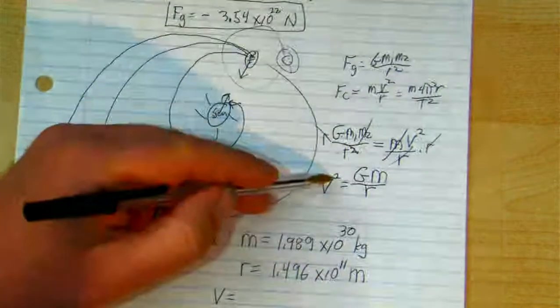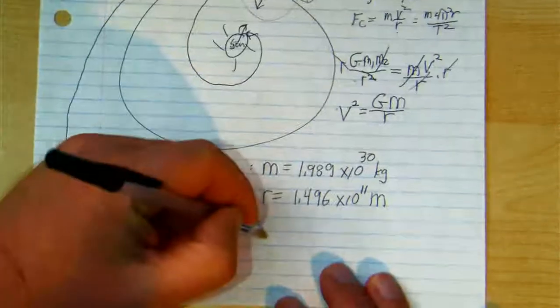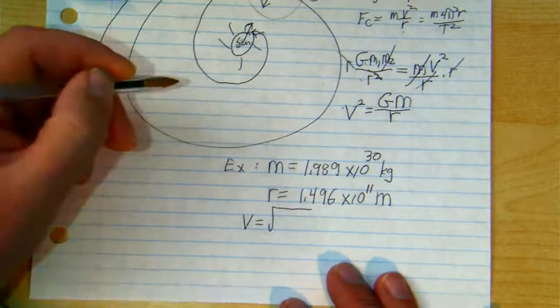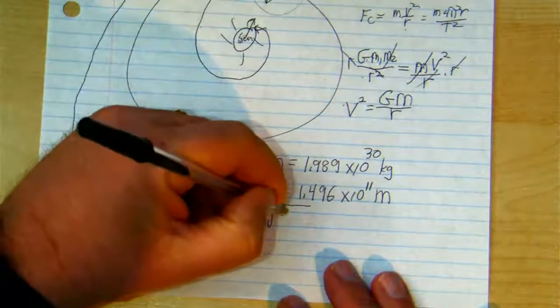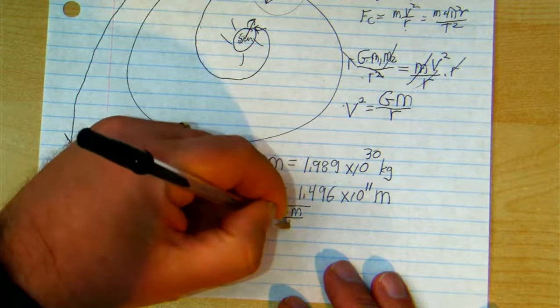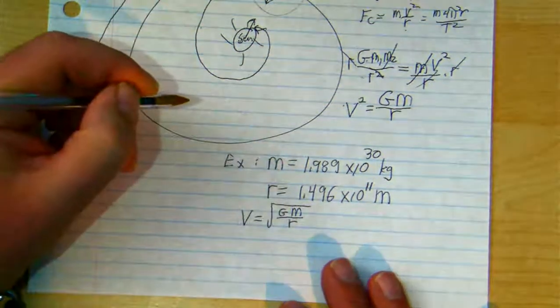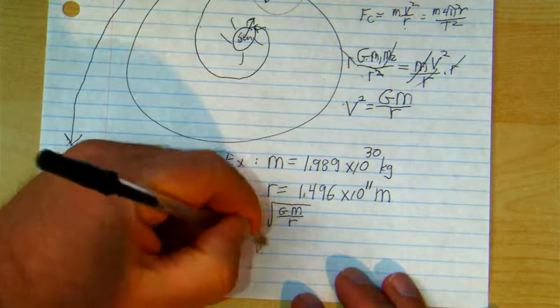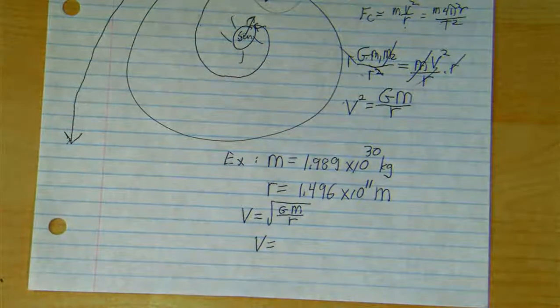Keeping in mind that was v squared, the speed is going to be the square root of G times the mass of the Sun divided by the Earth's orbit radius. Calculate, please, the speed of the Earth right now.